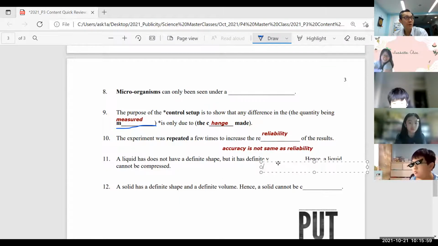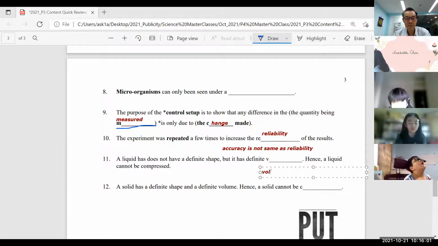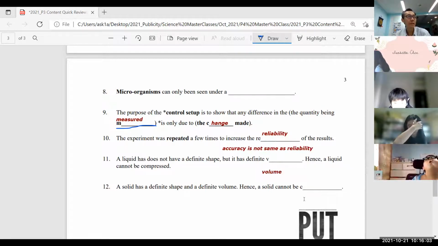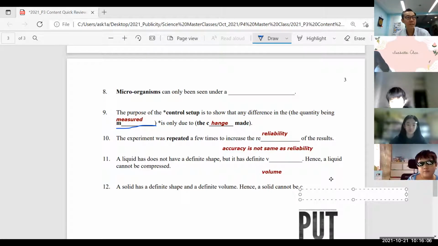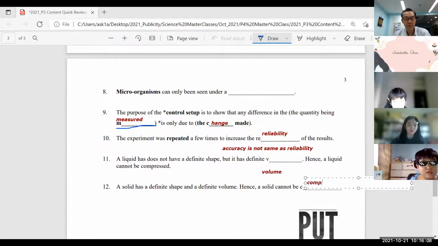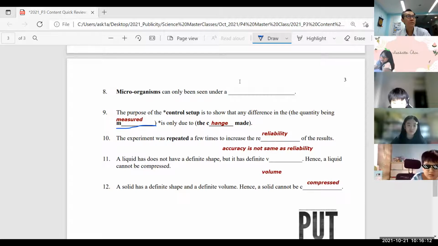Okay, the next one is volume, right? It has a definite volume. And a solid cannot be compressed. So these are the blanks. So this is microscope.